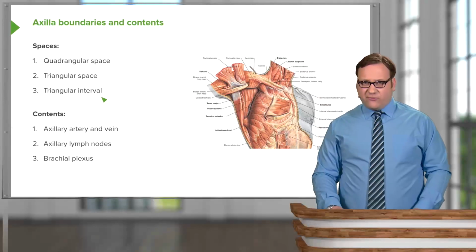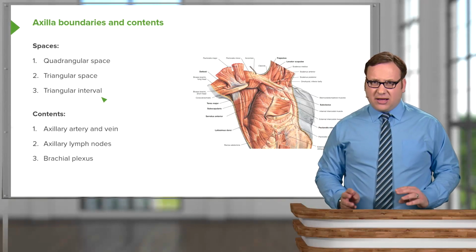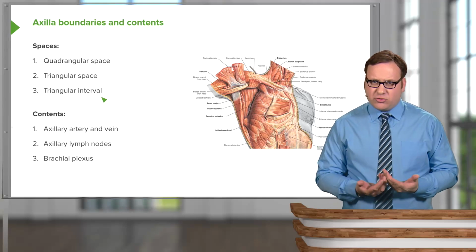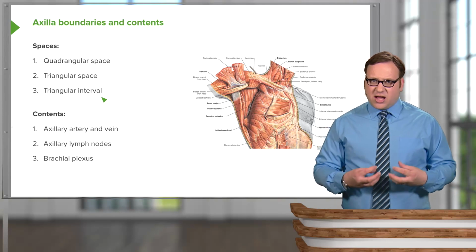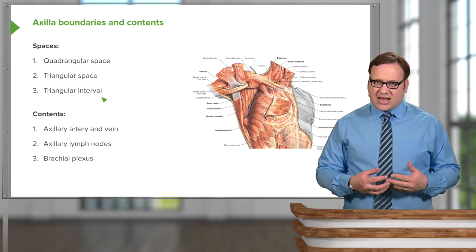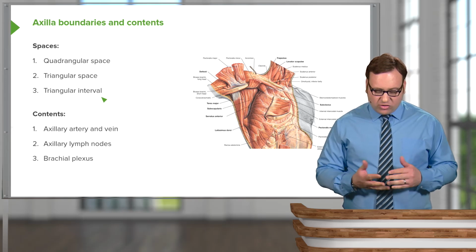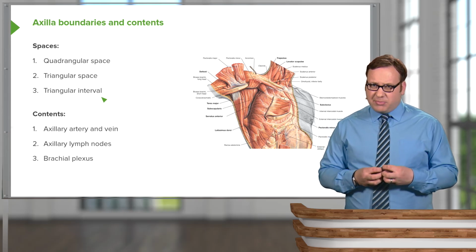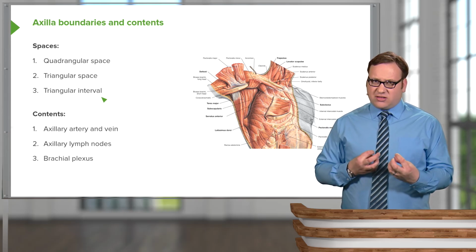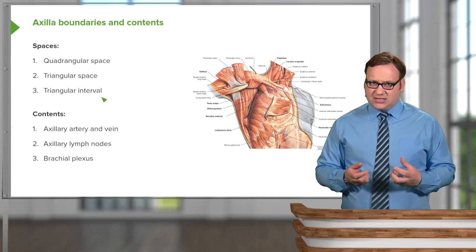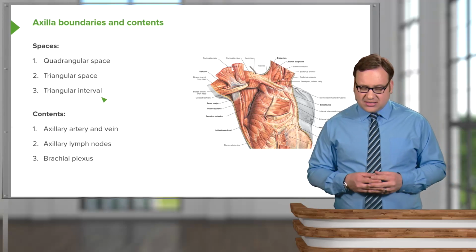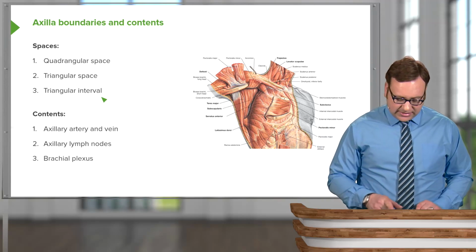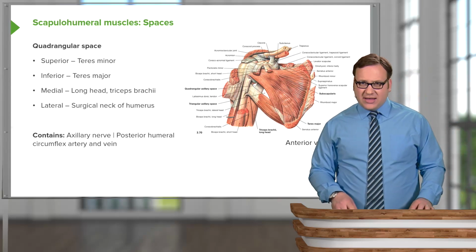And these spaces are formed by the muscles and sometimes the humerus that form spaces that allow structures to pass through. The origin of these structures comes from deep within the axilla, which has the main contents being the axillary artery and the axillary vein. So blood vessels from the axilla can pass out to neighbouring structures through these spaces. It also contains some axillary lymph nodes, and it contains the brachial plexus. So nerves can also pass out through these spaces. So let's look at these spaces in a bit more detail.